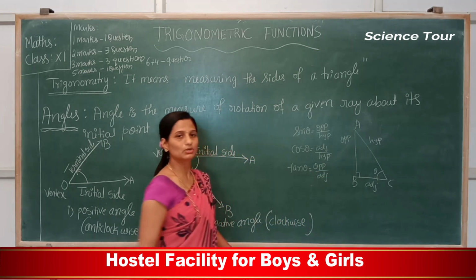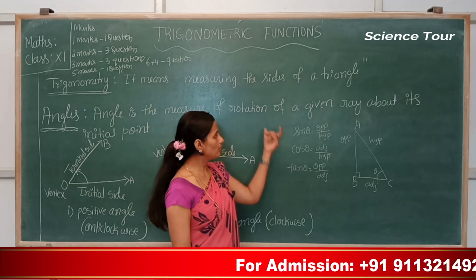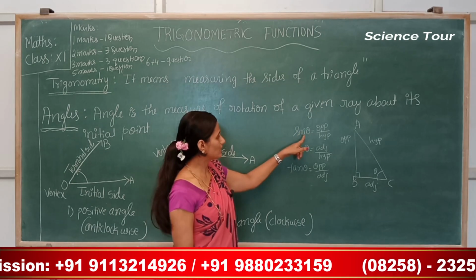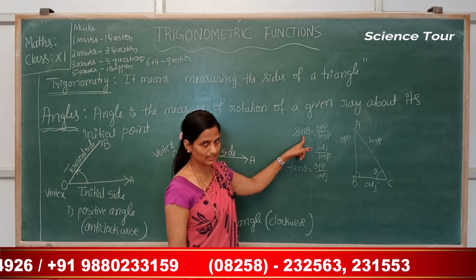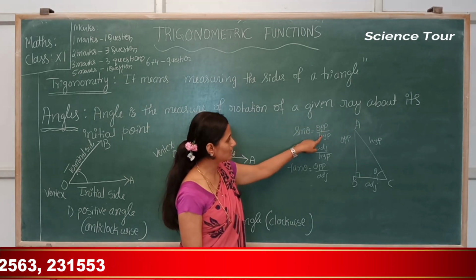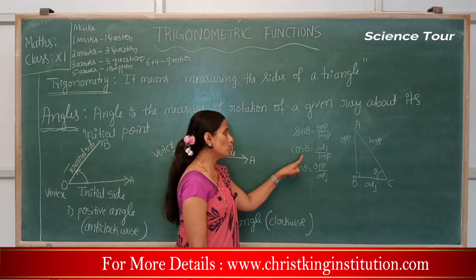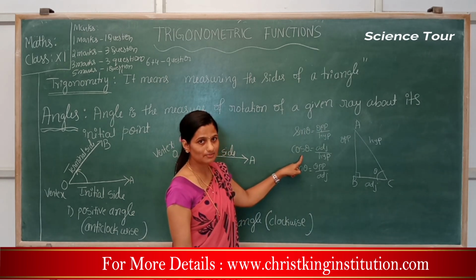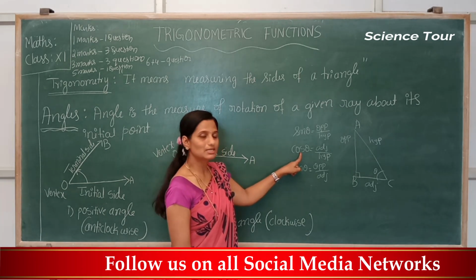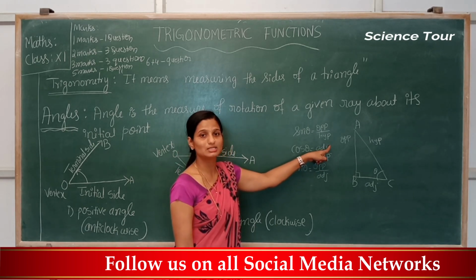Now, can you write the cosecant, secant and cot theta definitions? Yes, you can. What is the definition of cosecant theta? Cosecant theta is the reciprocal of sine theta, that is, hypotenuse divided by opposite side. Next, secant theta is the reciprocal of cos theta, that is, hypotenuse side divided by adjacent side.